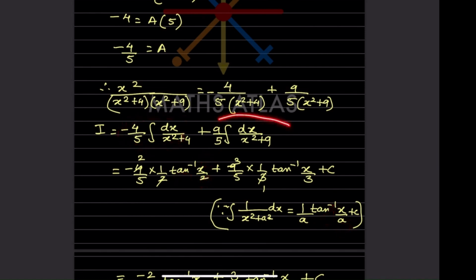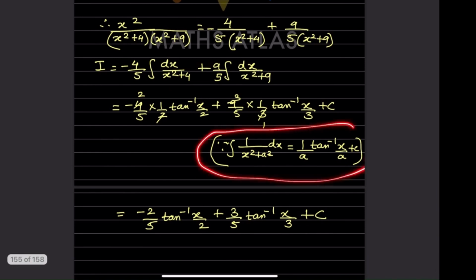Now let us see for this part. So that will be plus 9 by 5 as it is. Now what you can see over here, this x square plus a square. A square is 9, so a should be 3. So what are we going to write here? 1 by a means it is going to be 1 by 3, this tan inverse x divided by this one, we want a, that is 3, plus c. Hope you got this. This formula is very important.